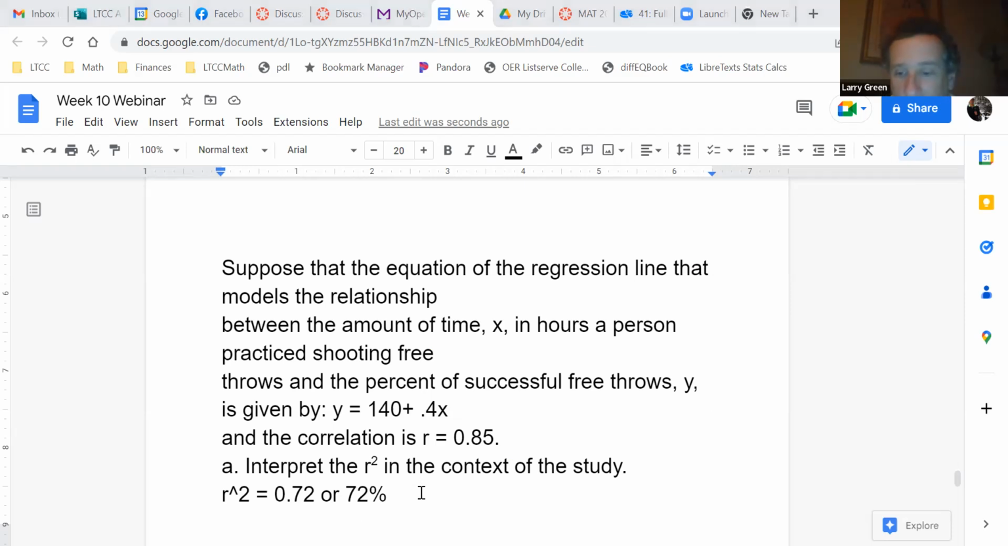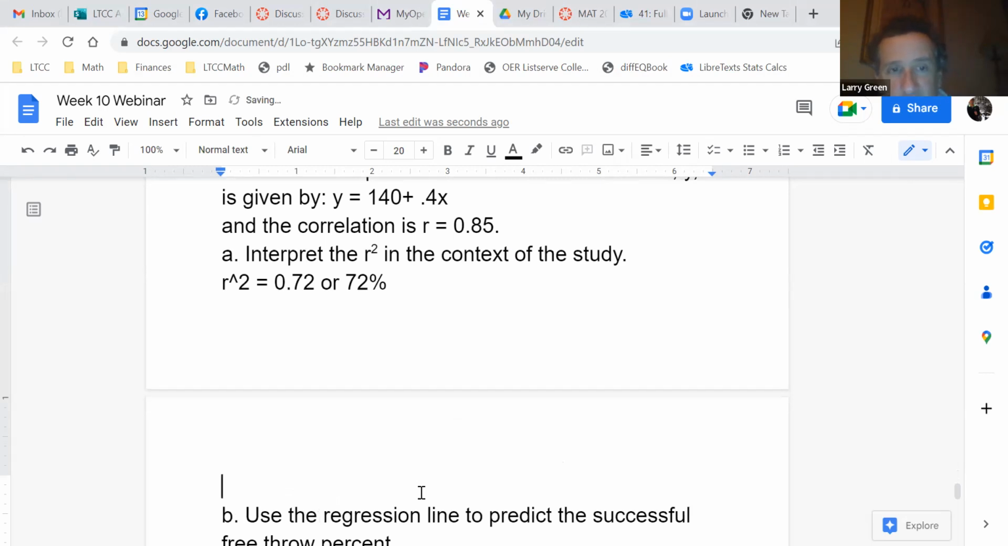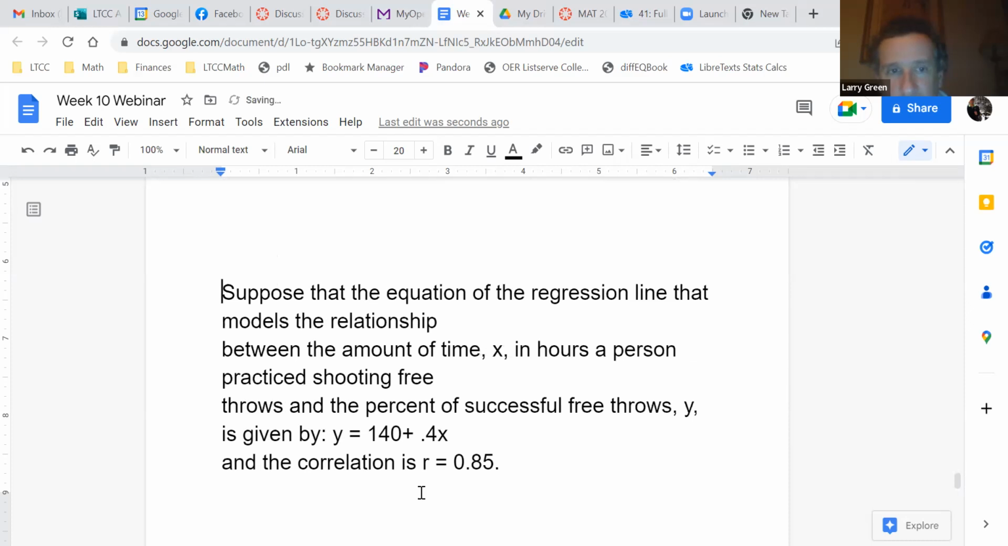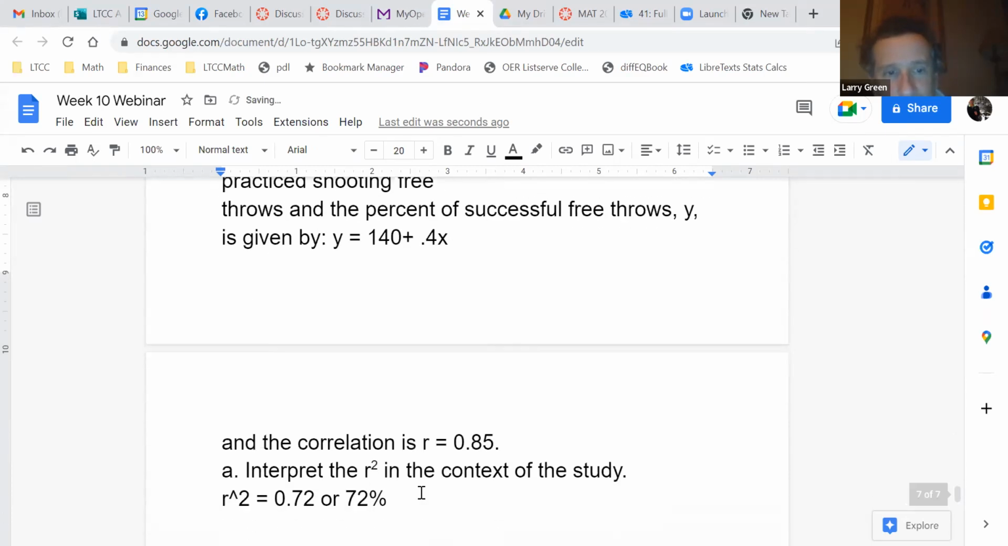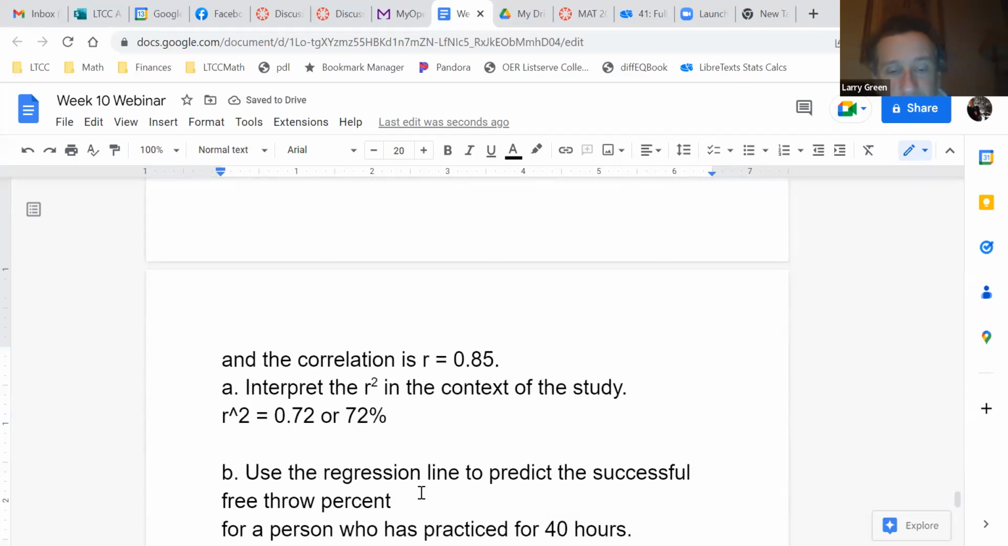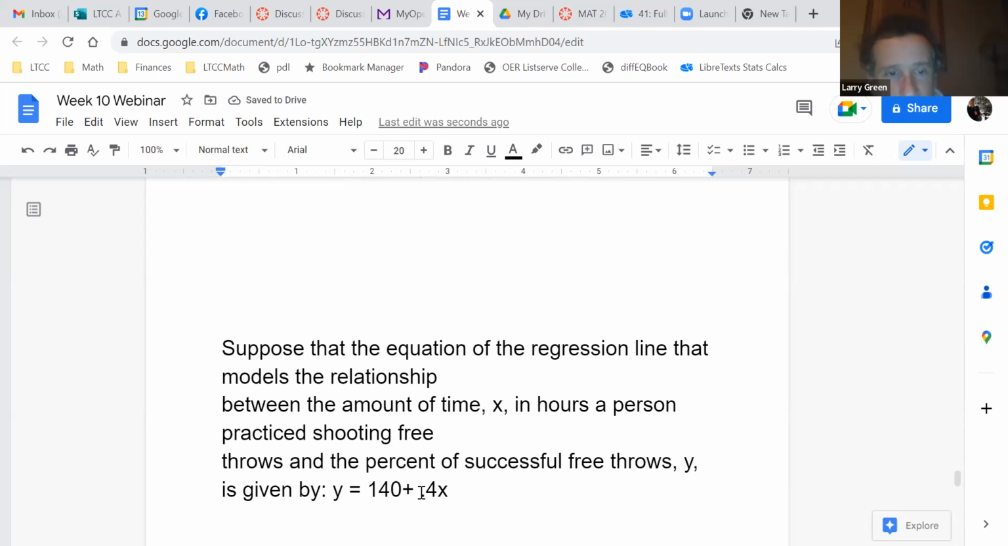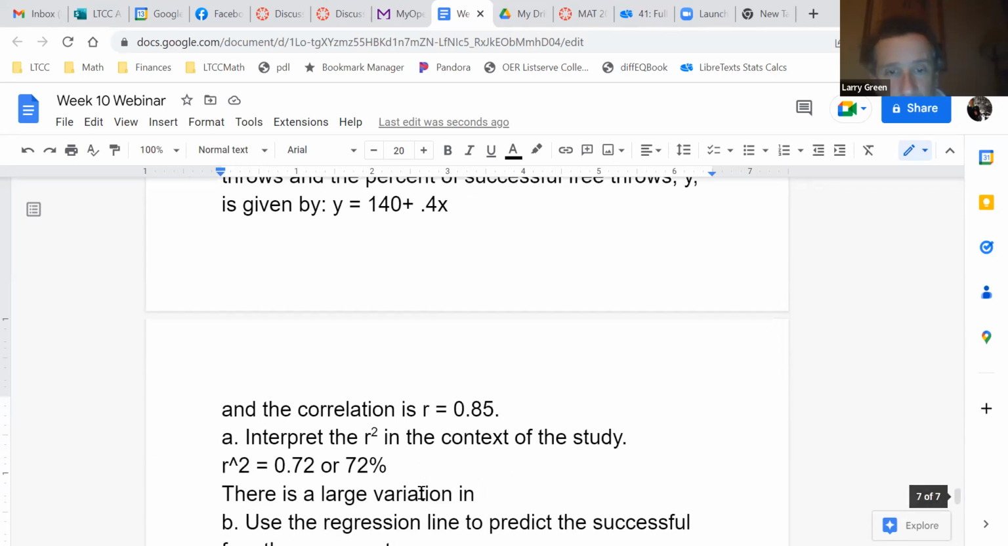So maybe I'll type this one out. So what we can say, let's do the following. We can say that there is a large variation, and again, the Y coordinate is the free throw success, in the percent of successful free throws.